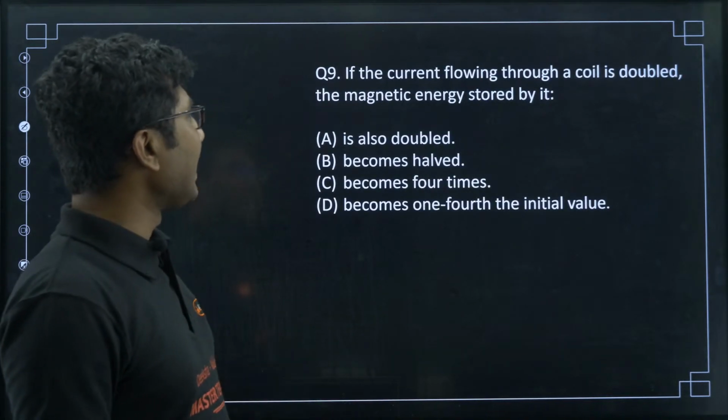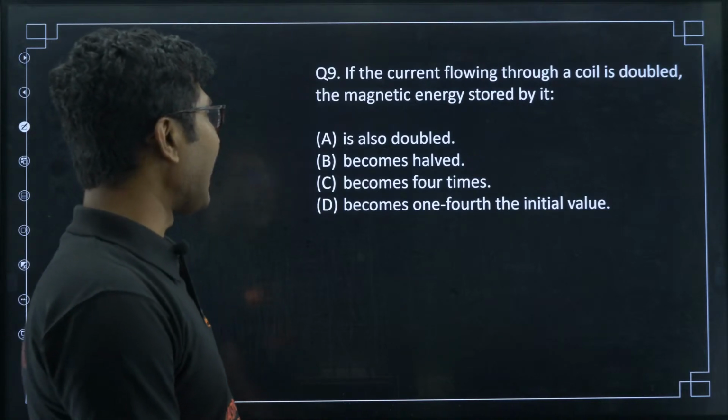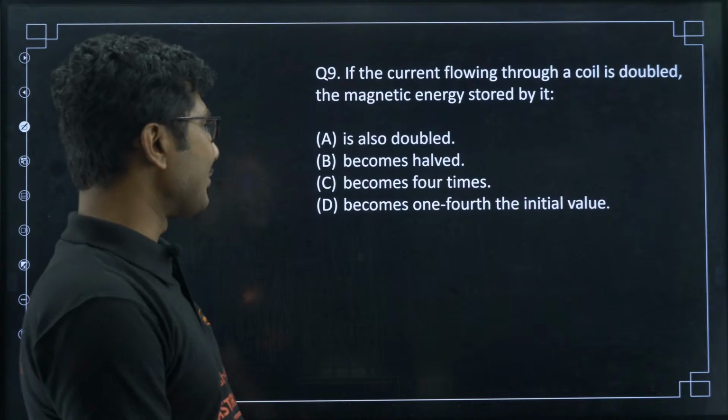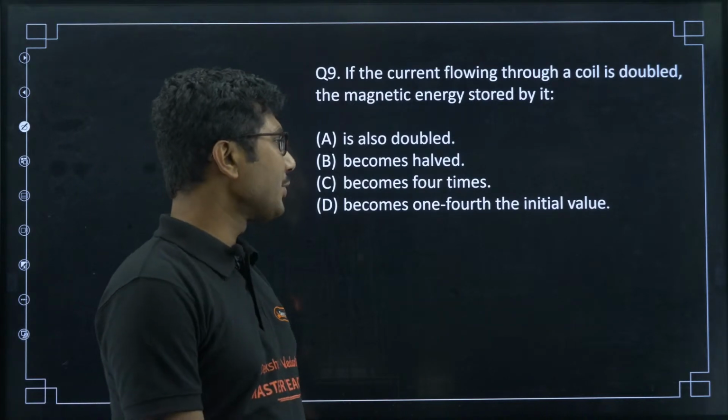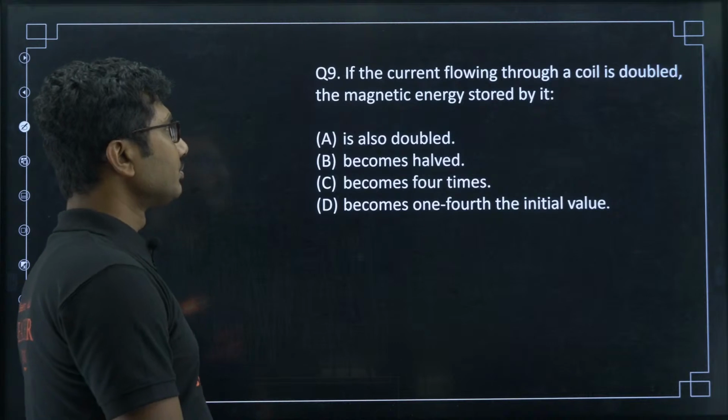Now question number 9: if the current flowing through a coil is doubled, the magnetic energy stored by it is also doubled, becomes halved, becomes 4 times, becomes 1/4 of the initial value.